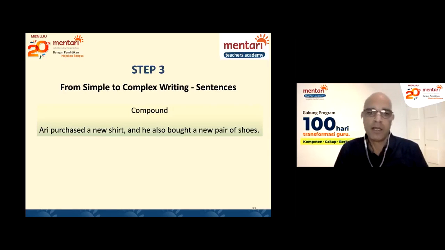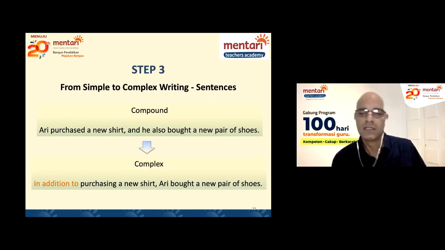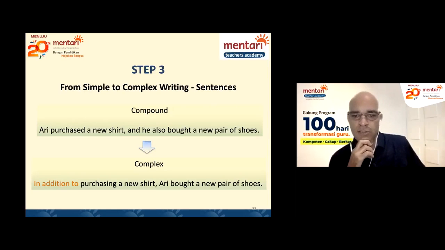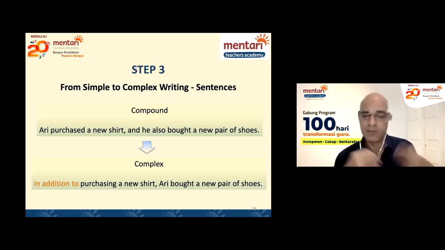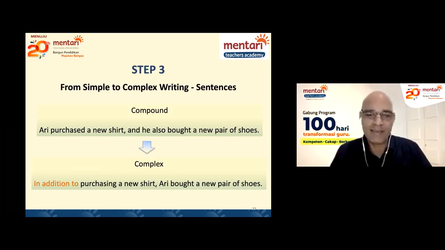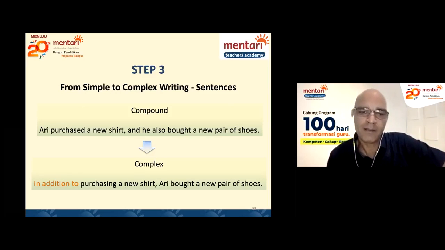So for example, if you look at the compound sentence, Ari purchased a new shirt and he also bought a new pair of shoes. If I make this a complex sentence, I can say, in addition to purchasing a new shirt, Ari bought a new pair of shoes. So let me ask you here, in terms of the sentence structure, the way that I put the sentence together, grammatically speaking, or structurally speaking, what is different? What is different if I compare the complex sentence to the compound sentence? What changed?